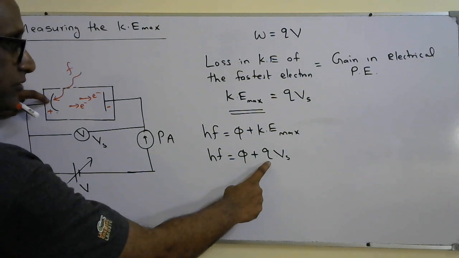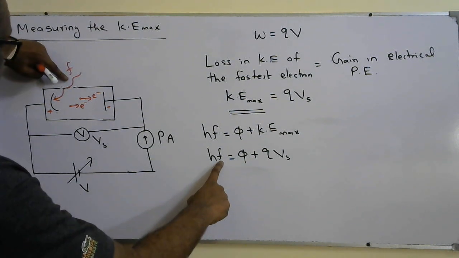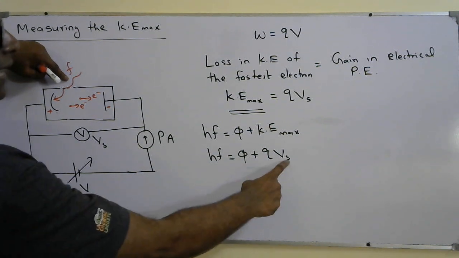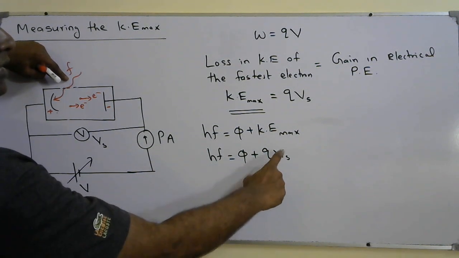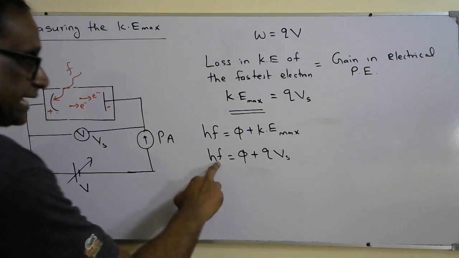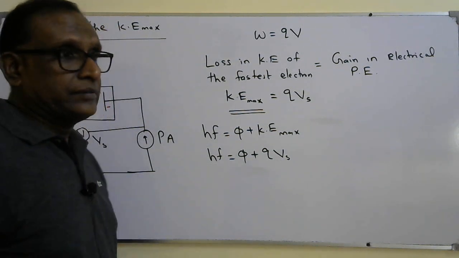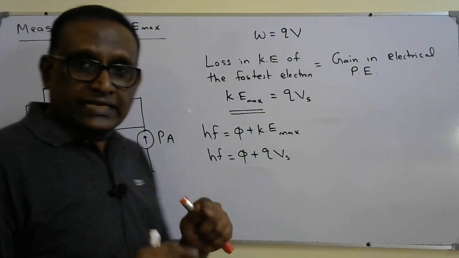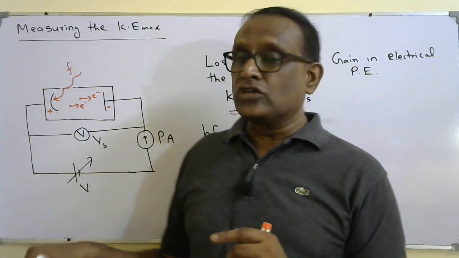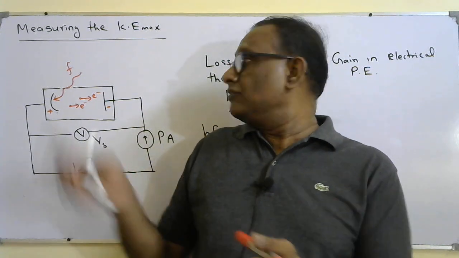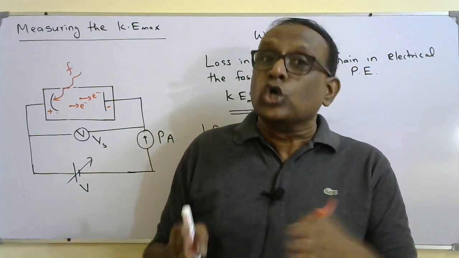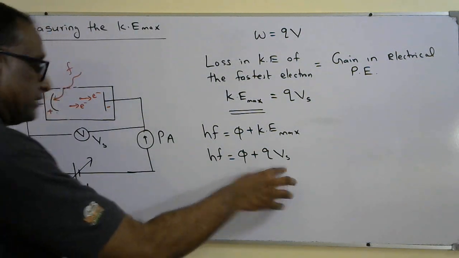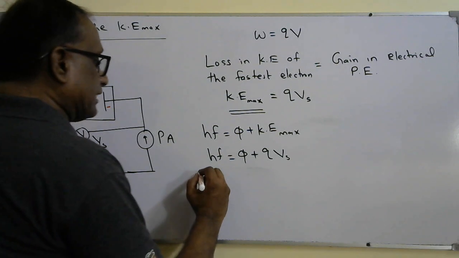So the only possible variable is the frequency of the radiation. I can use different color lights with known frequency and I can record the relevant stopping potential. This is the independent variable, this is the dependent variable. Make Vs the subject. So I can repeat this experiment for the same photoelectric cell. The work function of the emitting electrode is constant. Repeat the same experiment for different frequencies of known color lights, and record the corresponding stopping potential. So make Vs the subject.